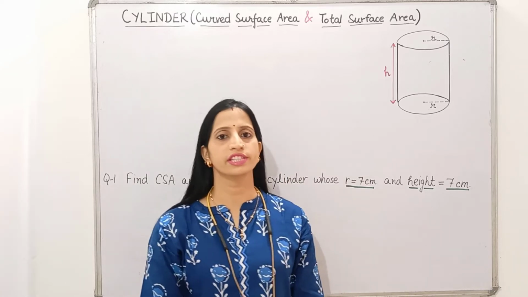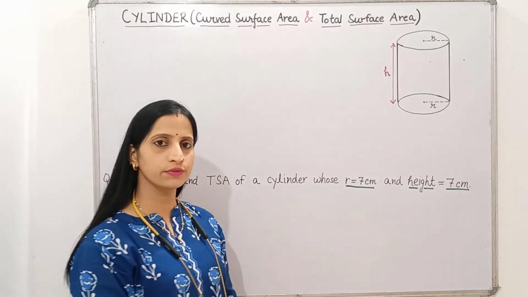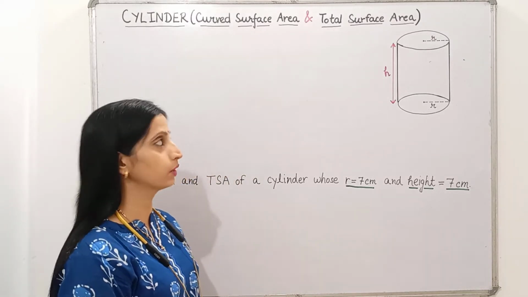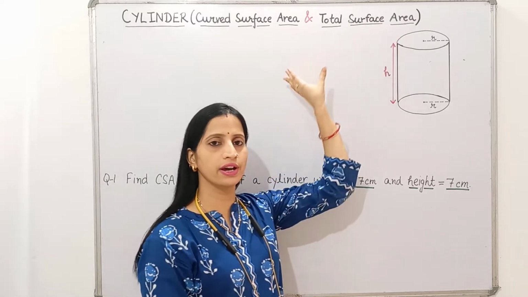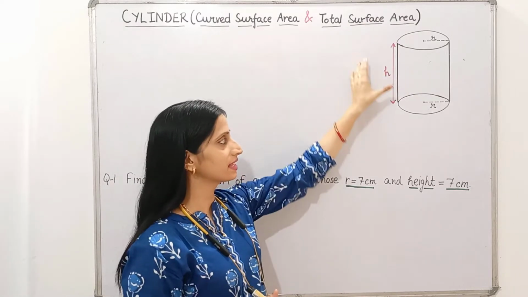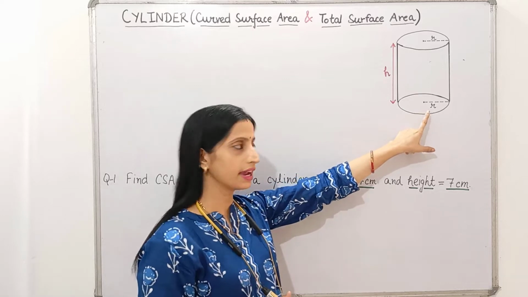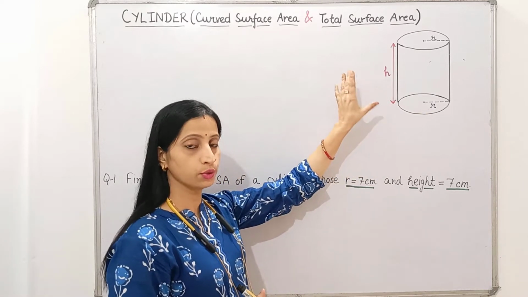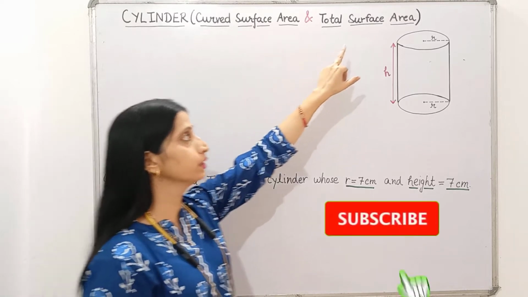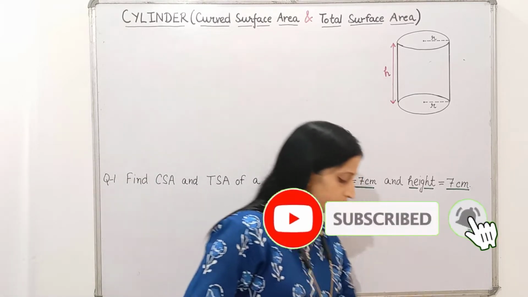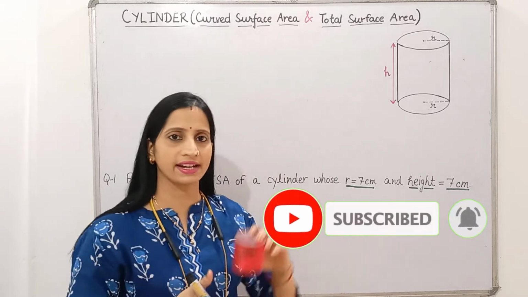So today's video is about mensuration. In this video we will learn how to find out the curved surface area and total surface area of a cylinder. So this is a cylinder with radius r and height h. So we will learn how to derive the formula of curved surface area and total surface area of a cylinder. We will learn this by one activity.